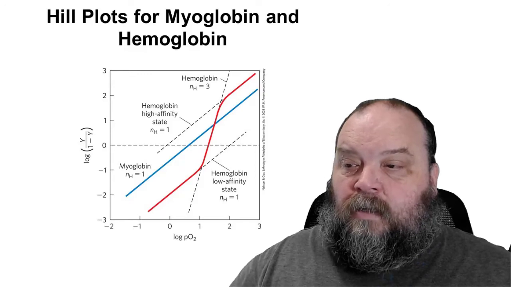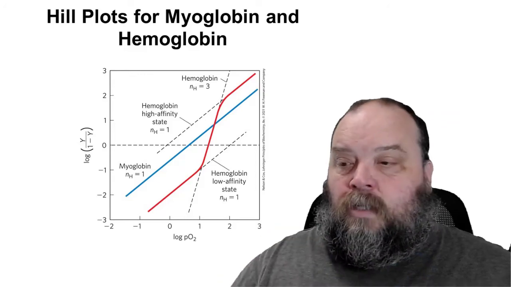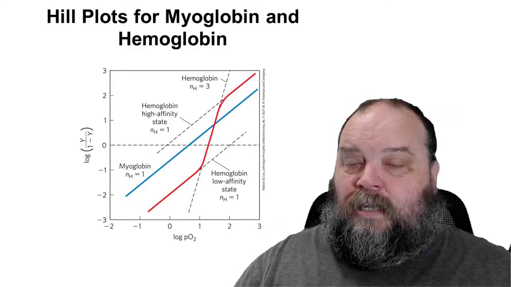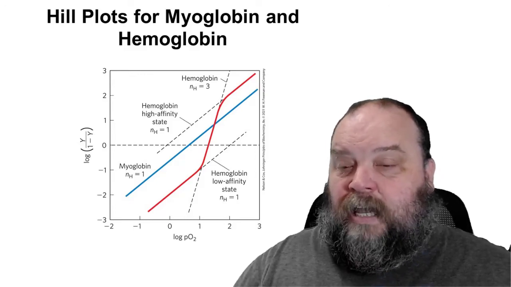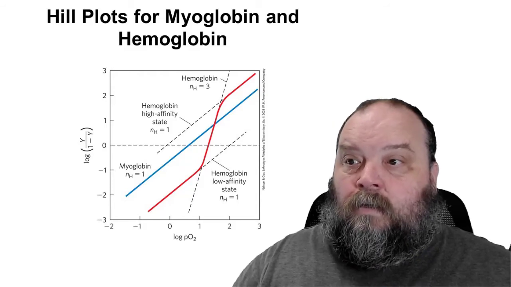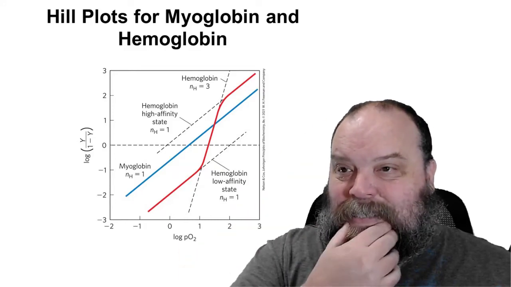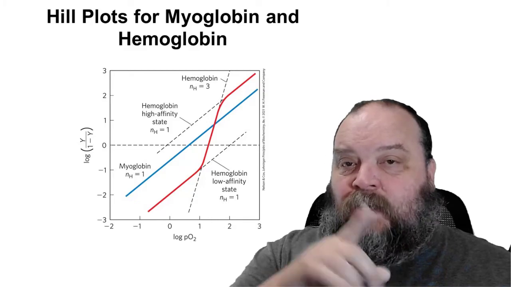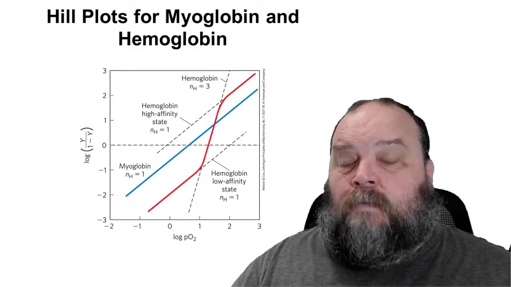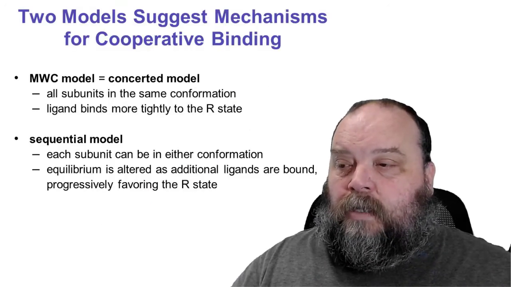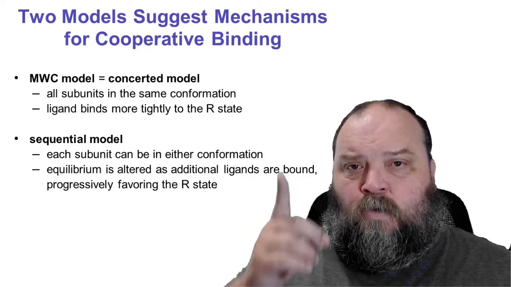You see that myoglobin and hemoglobin both have a positive slope. Turns out hemoglobin has a slightly altered slope because you have to take into account the T and the R states, high affinity, low affinity states. But even in the low affinity state, lower on our plot, it is still a positive slope. So that tells us that when it comes to the four subunits, they are positively cooperating with each other. Now, how does this work? Are they following one of these two models we see here?